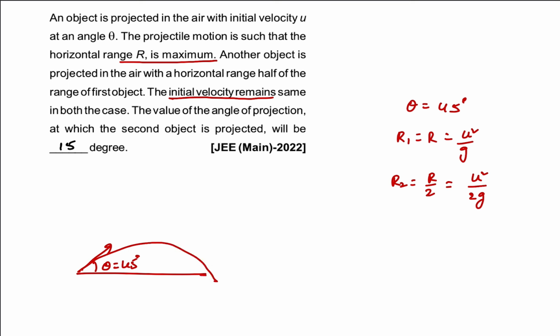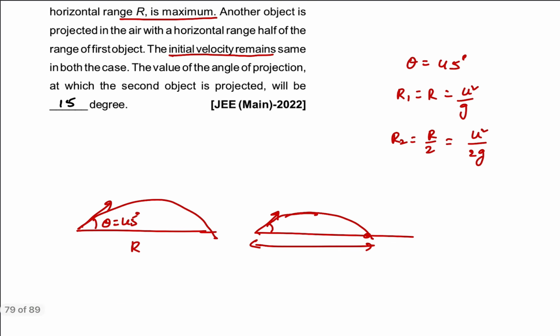In the first case theta is equal to 45 degrees and the projected range is R. In the second case it is projected with a certain angle so that the range becomes half of this. Now if the range is R by 2, let us consider the angle as alpha. To get the alpha value, u square by g is equal to 1 by 2 into u square sine 2 alpha divided by g.